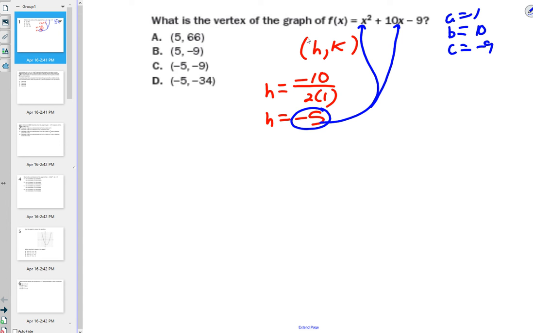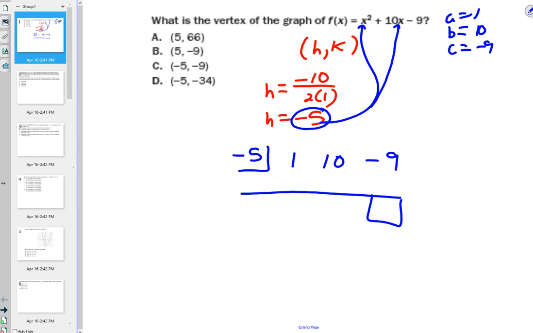So if you don't want to do it that way, remember I showed you that shortcut, synthetic substitution. Where k is going to end up here. Drop the 1, then you multiply every time with this number to get above the next line, then you add again, then you multiply, then you add. So that tells me the vertex is at negative 5, negative 3. Any questions there?